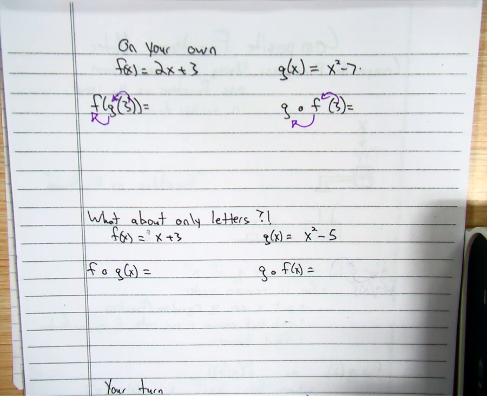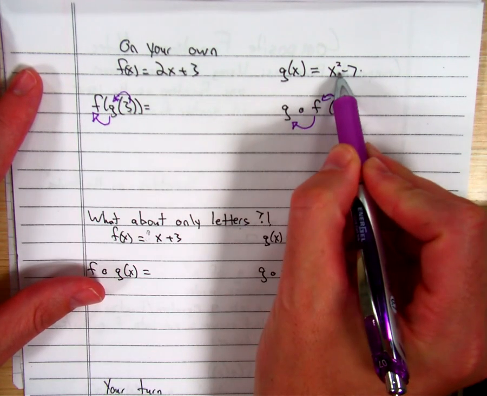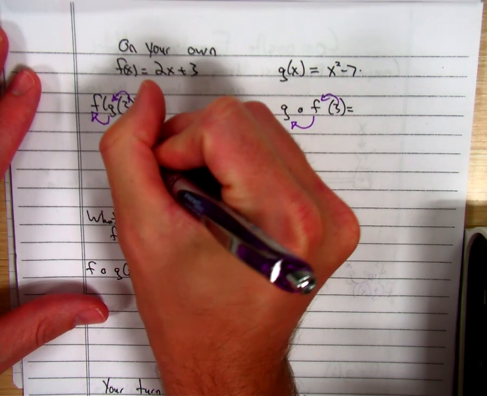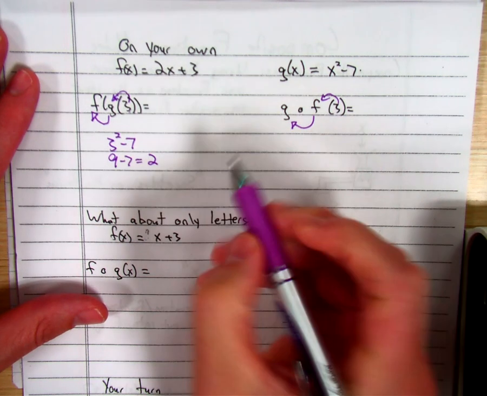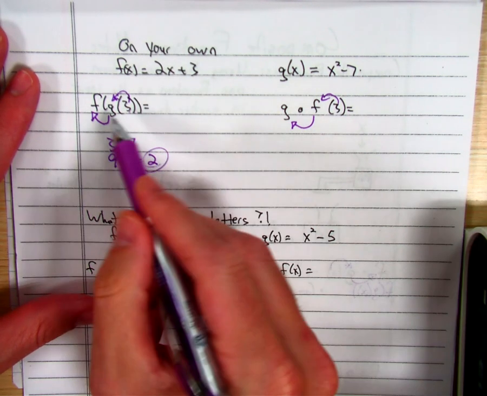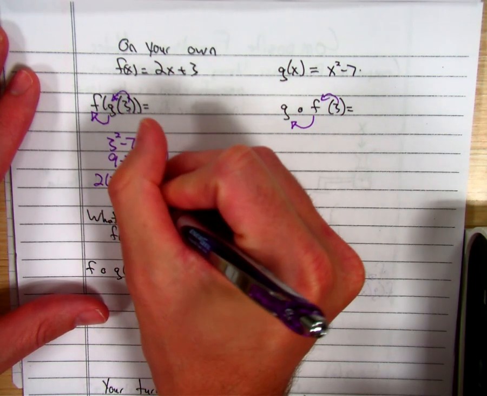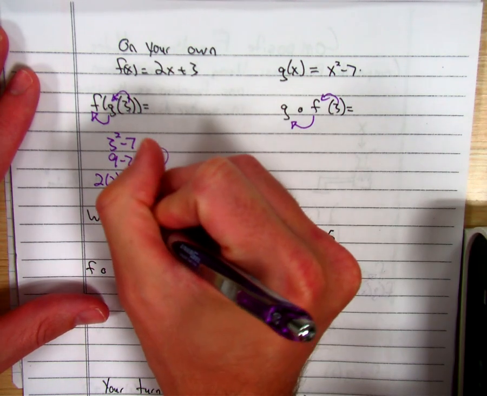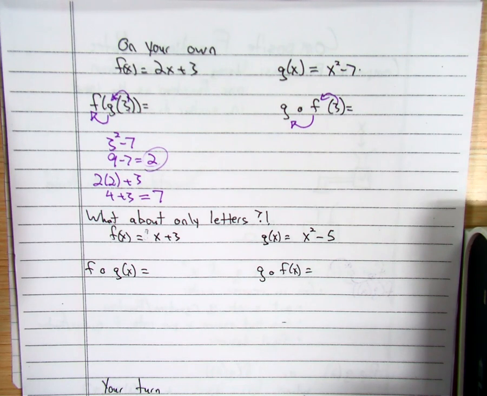Okay, let's see how you did. We're doing 3 into the g equation first. The g equation is x squared minus 7. So we're going to do 3 squared minus 7. We got 9 minus 7 for 2. We're going to put 2 into the f equation. 2 times 2 plus 3. That's going to be 4 plus 3, 7.